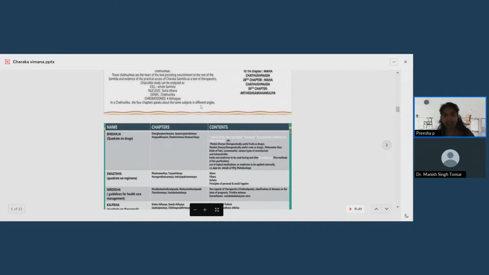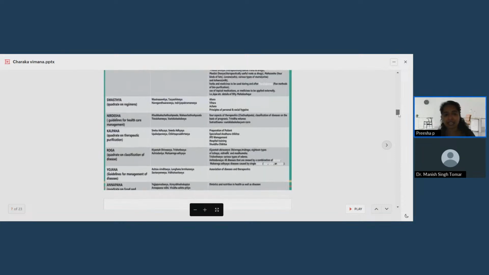So, coming to important areas like the Beshaja, Swastha, and the Nirdesha, these are the Chatushka parts which are told. And we always know the Chatushka chapters, which we have already learned by heart during our UG times, or otherwise you just memorized them. If you want the code, I will put it as a mnemonic in the group.